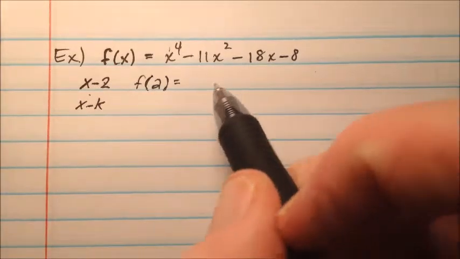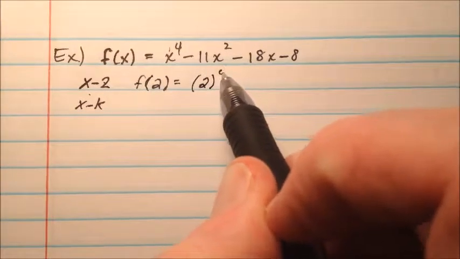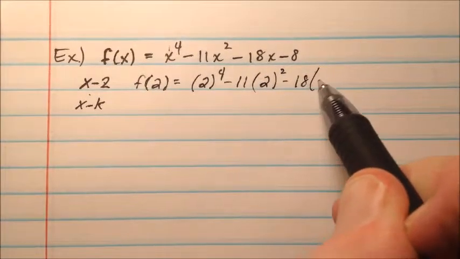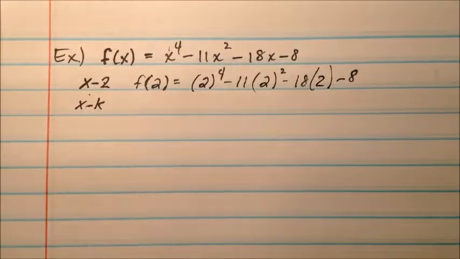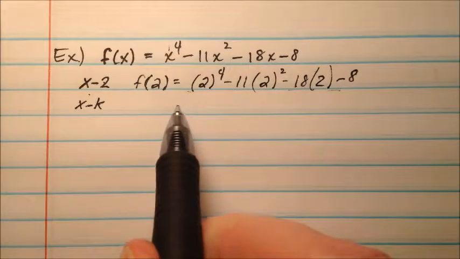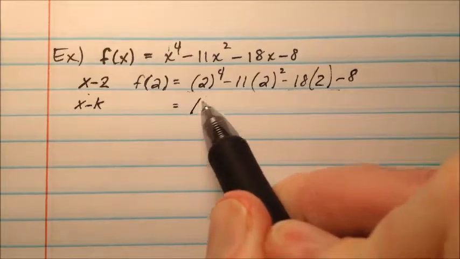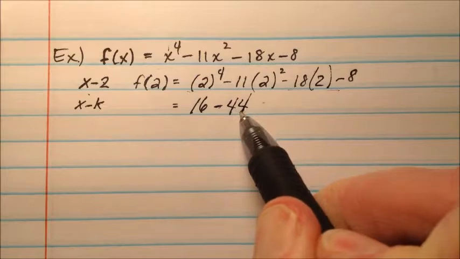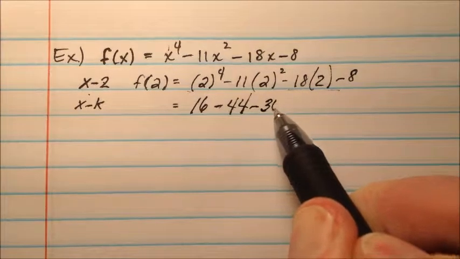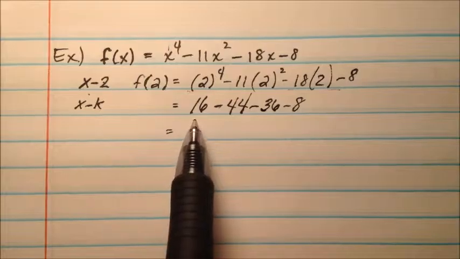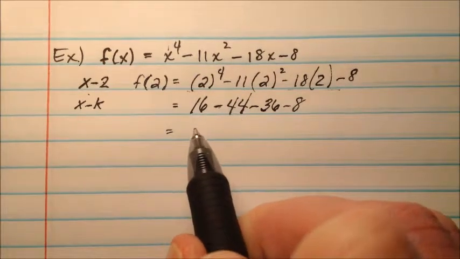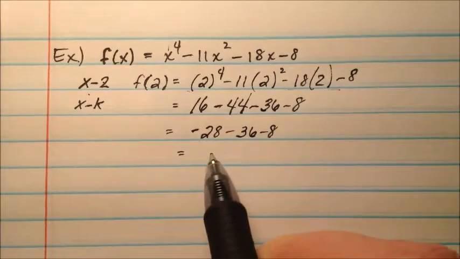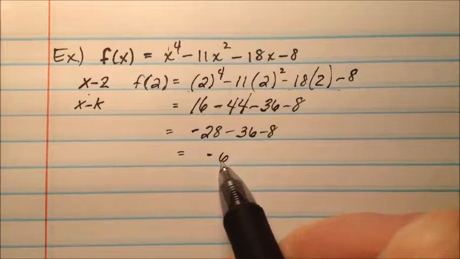Okay, so let's plug 2 into all the places we have x. So 2 to the power of 4 minus 11 times 2 squared minus 18 times 2 minus 8. Now it's just a matter of simplifying. 2 to the fourth is 16, 2 squared is 4, and 11 times 4 is 44, minus 18 times 2 is 36, minus 8. So 16 minus 44 is negative 28, minus 36 is negative 64, minus 8.